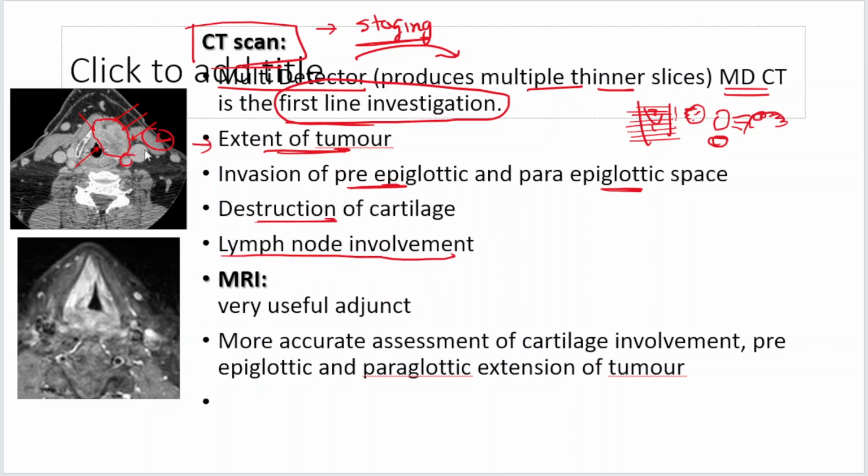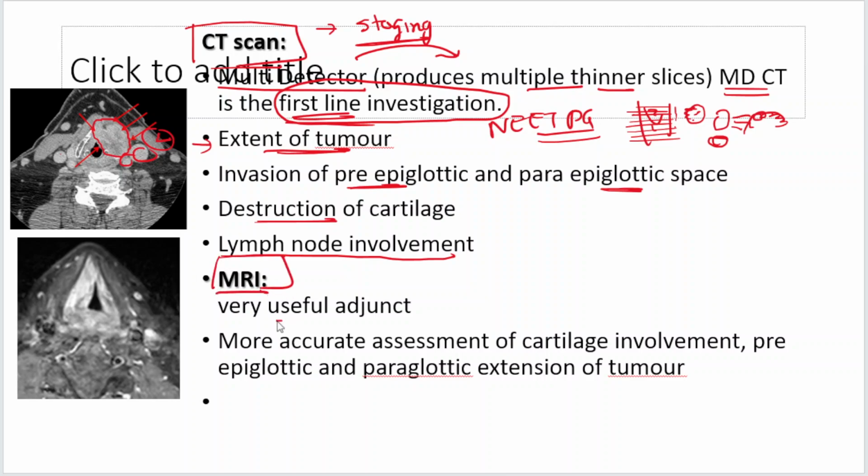So you can see the lymph nodes are also involved. I think these are the lymph nodes. Okay, so lymph node involvement is there or not, we can find out in a case of CT scan. So CT scan is the first line investigation. This is also a NEET PG question. The first line of investigation of a case of carcinoma larynx is a CT scan.